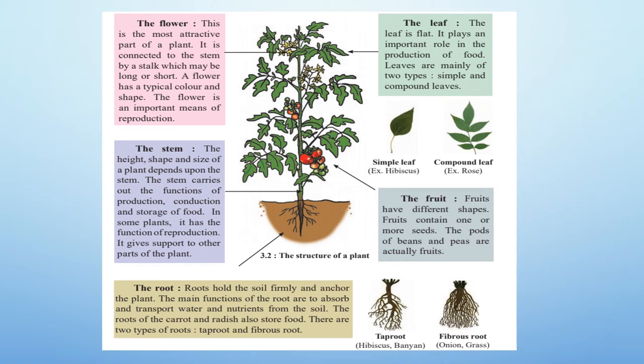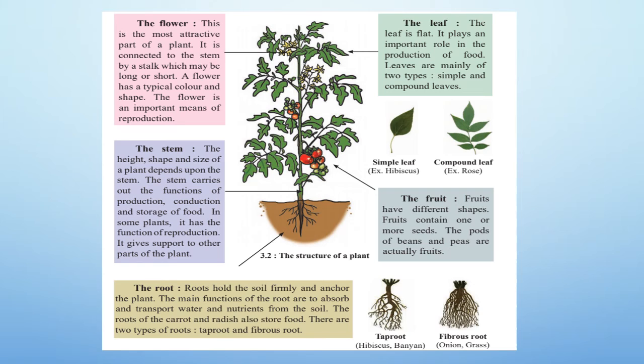Next one is the leaf. The leaf is flat. It plays an important role in the production of food. Leaves are mainly of two types, simple and compound leaves. As this figure shows, the simple leaf of hibiscus and the compound leaf of rose flower.